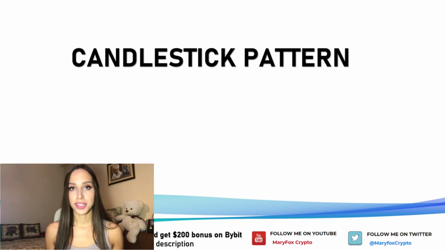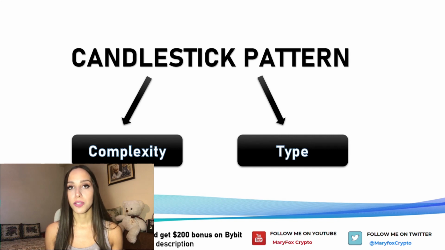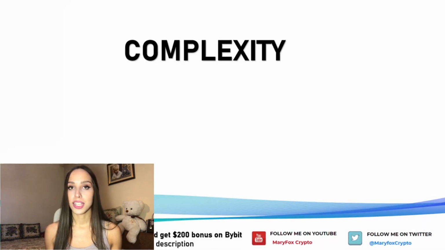When it comes to candlestick patterns, there are 2 main elements which we can use to classify it: a complexity and a type. This is important to understand because it will make things much easier to learn. And as I already said, candlestick patterns is one of the most important things, or even the most important thing that you want to learn to become a technical trader. Now let's look at each of these individually and break down the meaning.